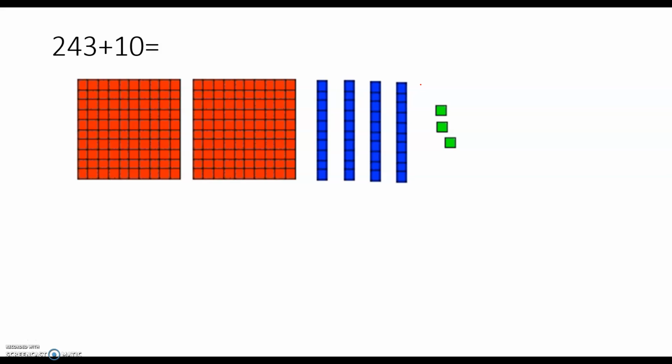We have 243 plus 10. Take a look at my picture. I've got two hundreds, four tens, and three ones. 243. We are adding 10. So 243 is my original number.